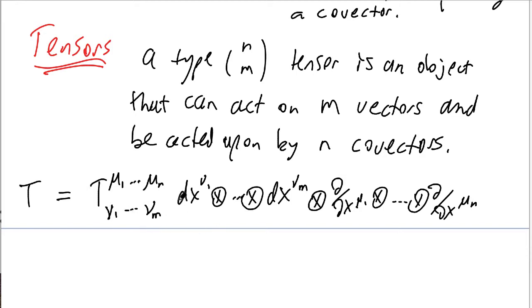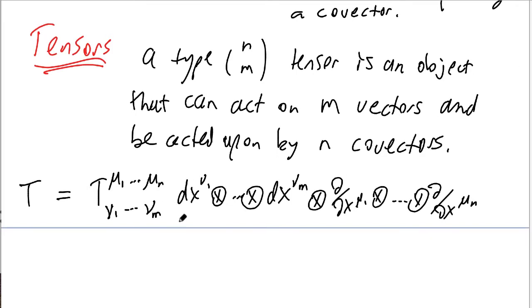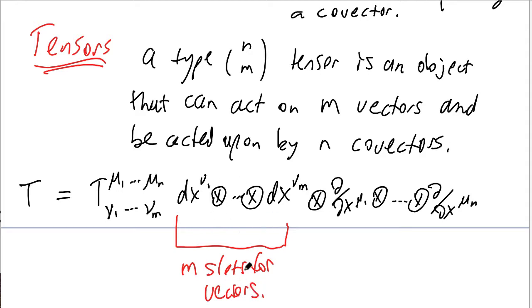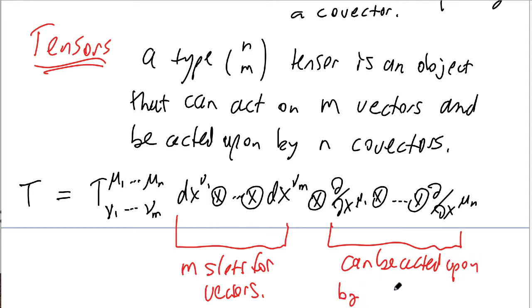So it has M slots for vectors. Those are all these slots. So it can act on up to M vectors, and it has N factors of ∂/∂x^μ that can be acted upon by covectors. So it can be acted upon by up to N covectors. So this is a type (N, M) tensor, and the N refers to the number of upper indices in the components, and the M refers to the number of lower indices in the components.